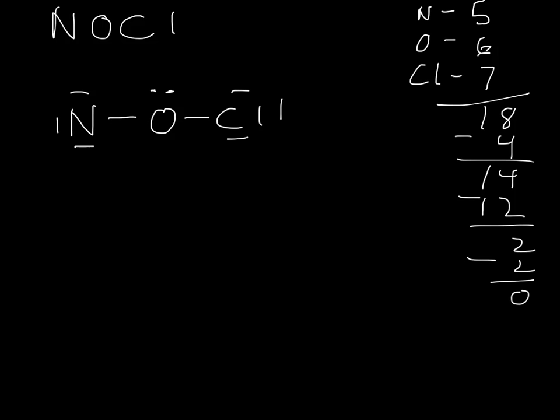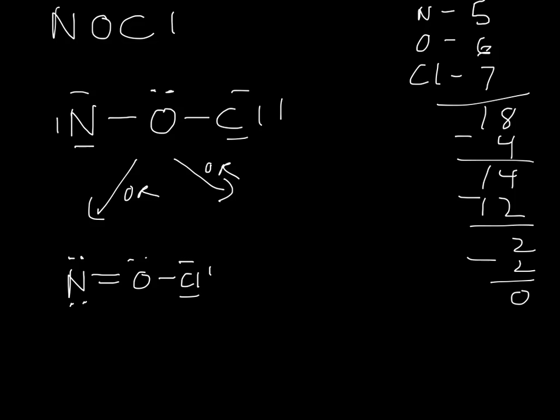Ooh, now I have a debate, because I need to form a double bond to complete oxygen's octet. The question becomes, who's going to get picked on? Nitrogen? Or chlorine? Which one of those Lewis structures is correct?